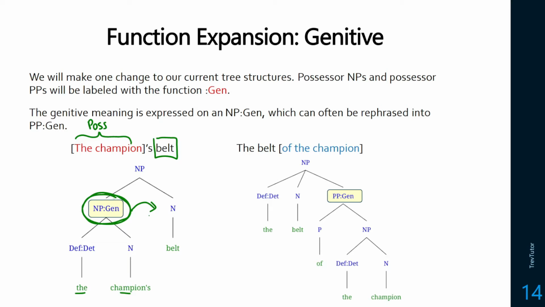Now this can appear in prepositional phrases too, like the belt of the champion, or a slice of life compared to life's slices. In this case, we're talking about the belt here. This is the belt of the champion. Who's owning it? The champion is the one owning it. The champion is the one possessing it. So this whole prepositional phrase of the champion is the genitive. It is the one doing the possession.